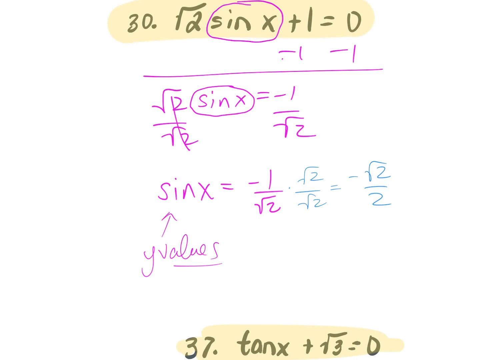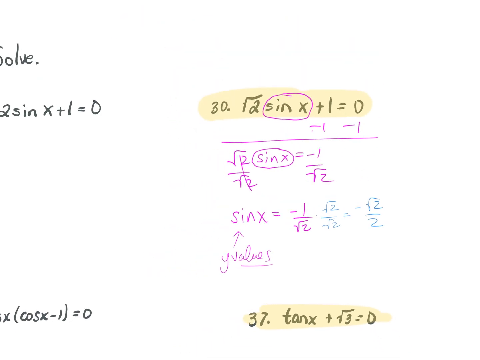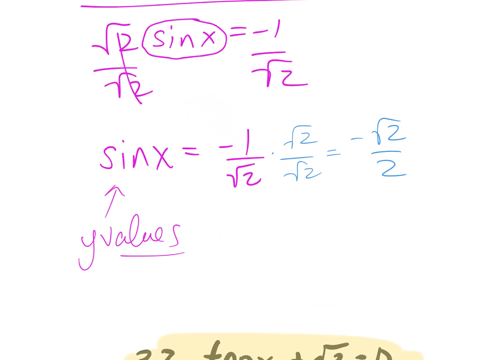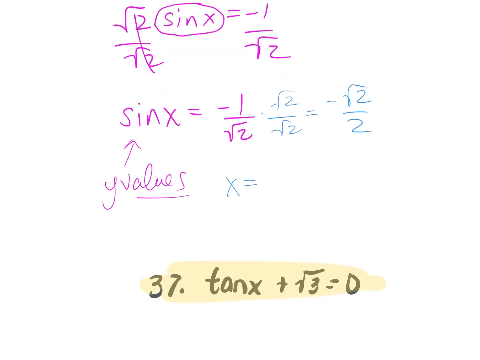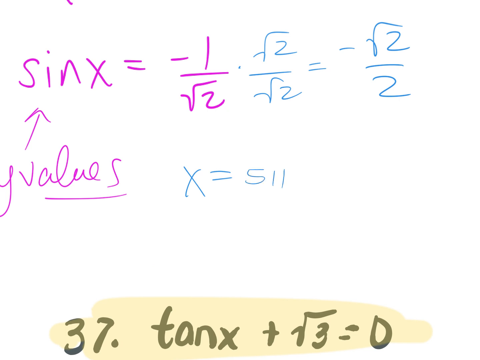Now, is there a y value that says negative root 2 over 2? Yeah. Where are they? Pi's over 4. Which, okay, I want negatives. So which ones are they? Where is y negative? 5 pi over 4.